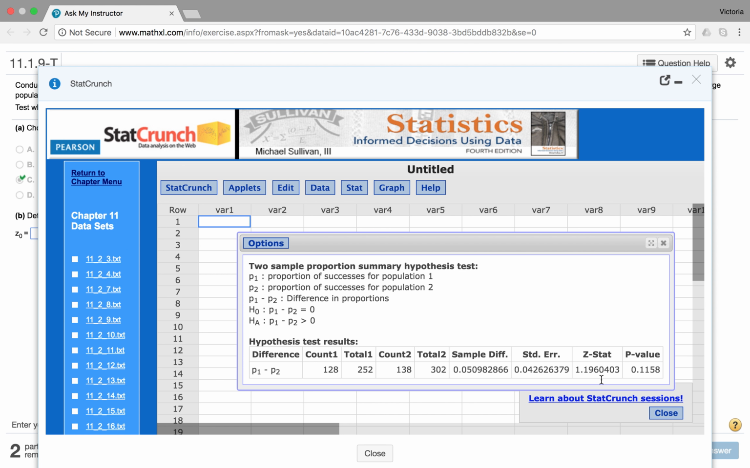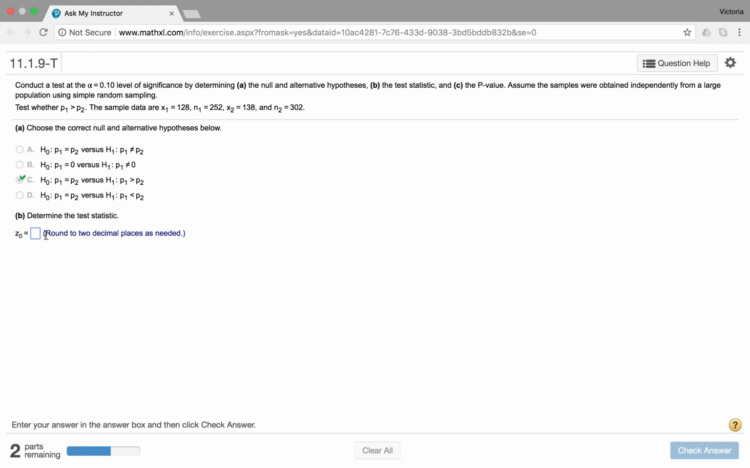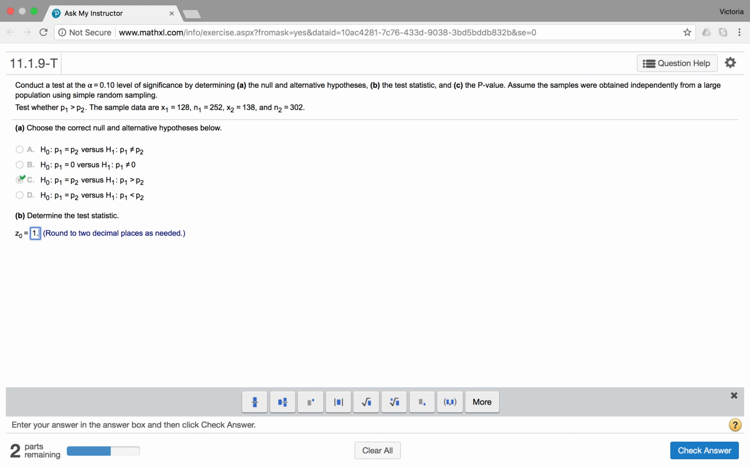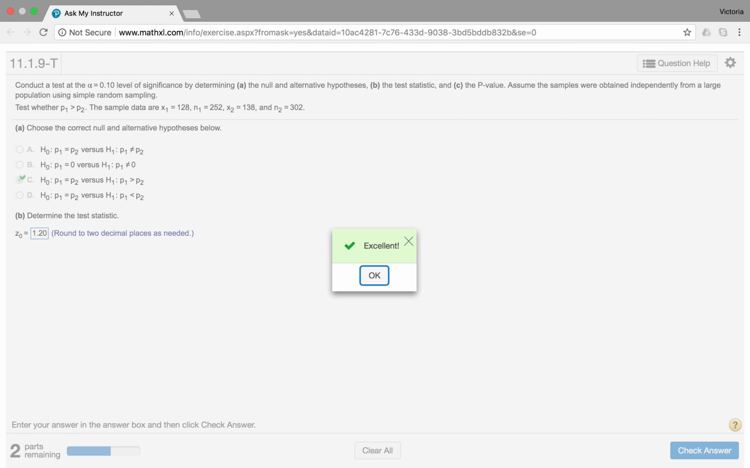So they want me to round to the hundredths place. That's 2 decimal places. So because that 9 is going to turn into a 10, I end up getting 1.20. So let's just check that and make sure that comes out correctly. So 1.20. And there we go. So try that with StatCrunch, and then you can always try a similar problem to get a little more practice at that, and let me know if you need any more help.